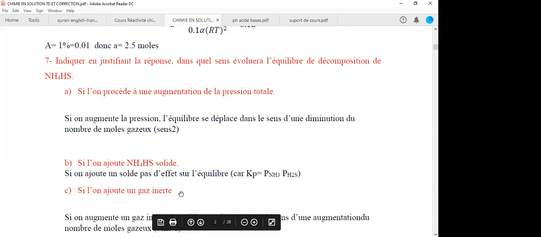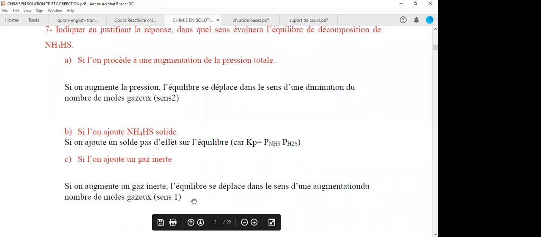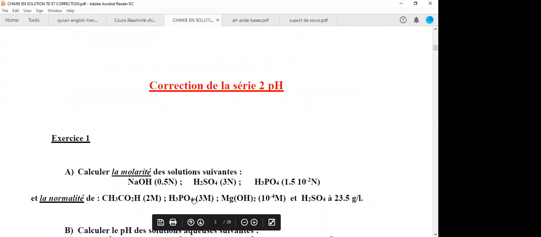Si on ajoute un gaz inerte. So before you come to the conclusion about the inert gas, you need to check first: is the value for delta n equal to 0 or not? Here the value for delta n is not equal to 0, meaning that if I add the inert gas, the equilibrium will shift towards the side where there is a larger number of moles of gas, which is the forward direction, in order to increase the number of moles of the gas.